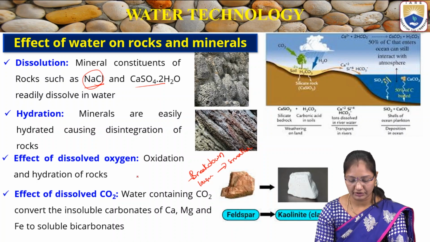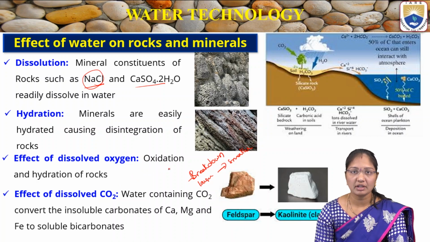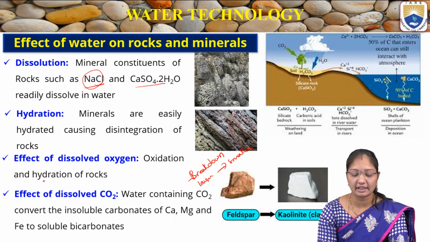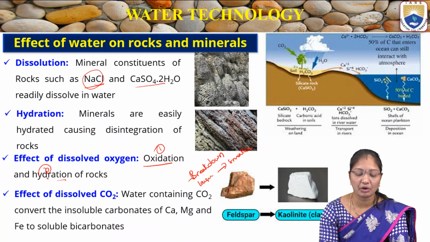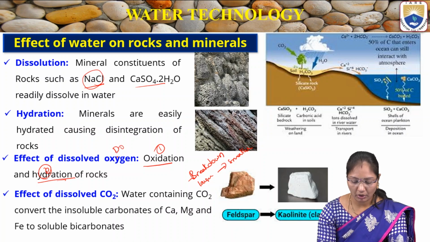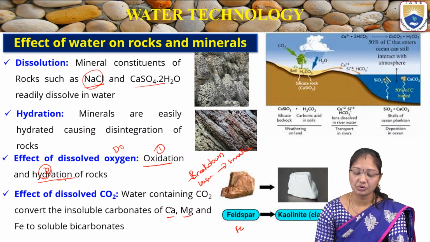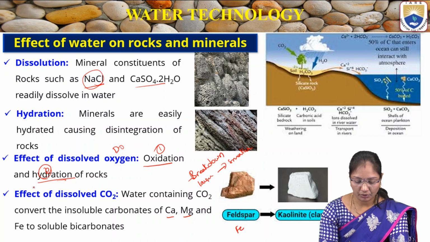So the effect of dissolved oxygen. Oxidation: the dissolved oxygen in the water causes the oxidation of rocks, followed by hydration of rocks. First oxidation happens, followed by hydration. Dissolved oxygen is nothing but DO. The oxygen present in the water reacts with the chemicals in rocks. Rocks are nothing but different chemicals. For example, feldspar is an iron containing rock. Calcium, magnesium, limestone are all rocks with different chemical composition. So oxidation happens here, and hydration of rocks happens with the effect of dissolved oxygen.